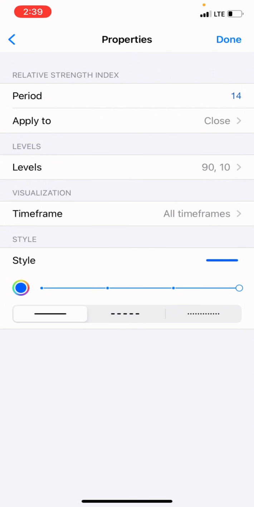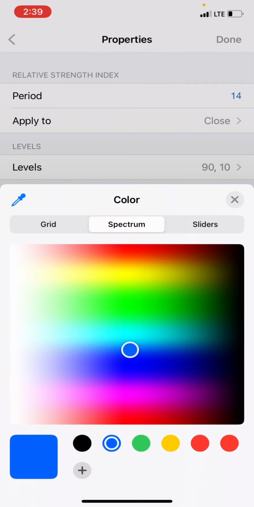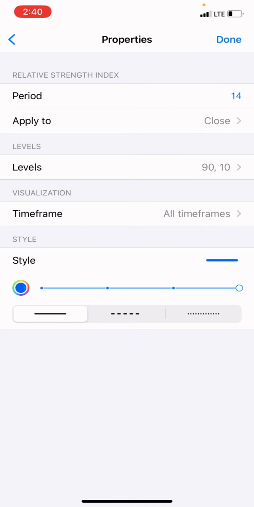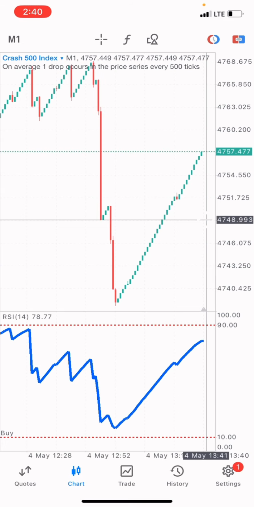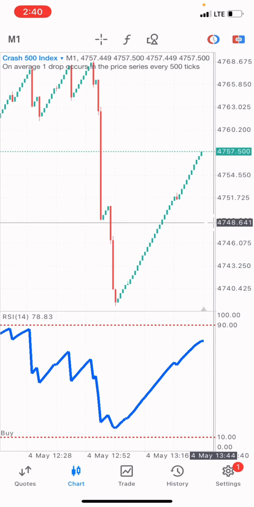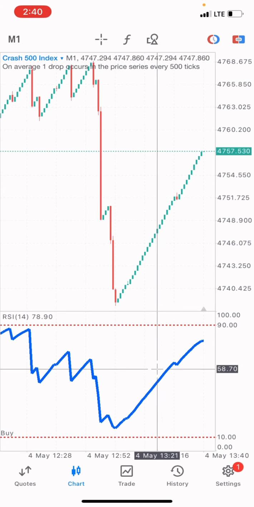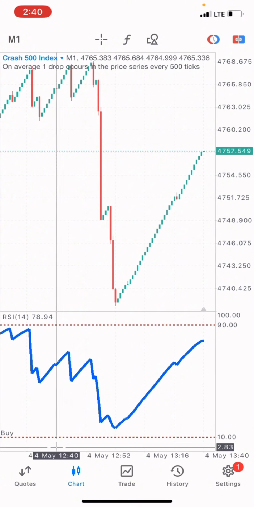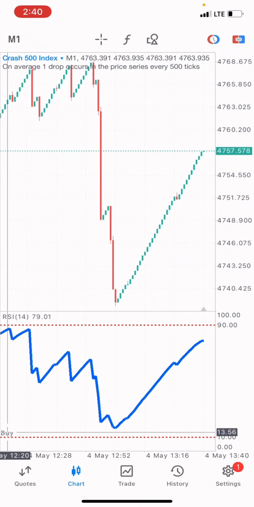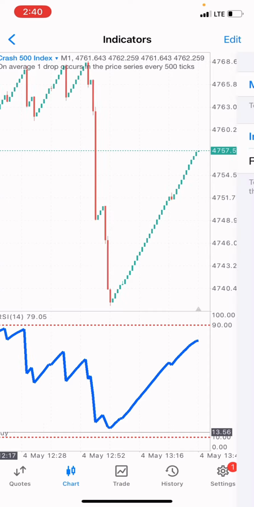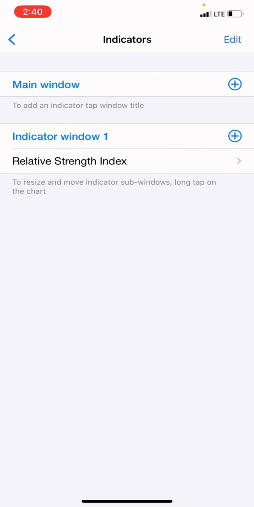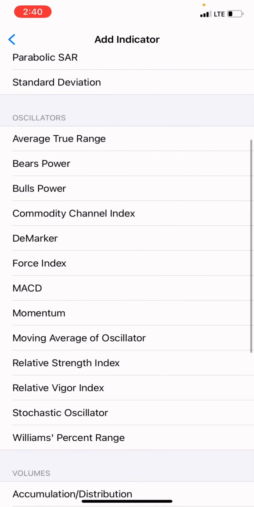The style here is going to be on 4 pixels, which means this line here that is close to this blue color, we're going to drag it to the ending. Then the style here, we're going to put it on the blue color. Then this line is going to be this first one, which is this black thick line here. Then we click on done, right? So this is the RSI. Here is 90. Here is the level of 10. So this is the buy we should put in the description. Then we're going to put indicator window 1.